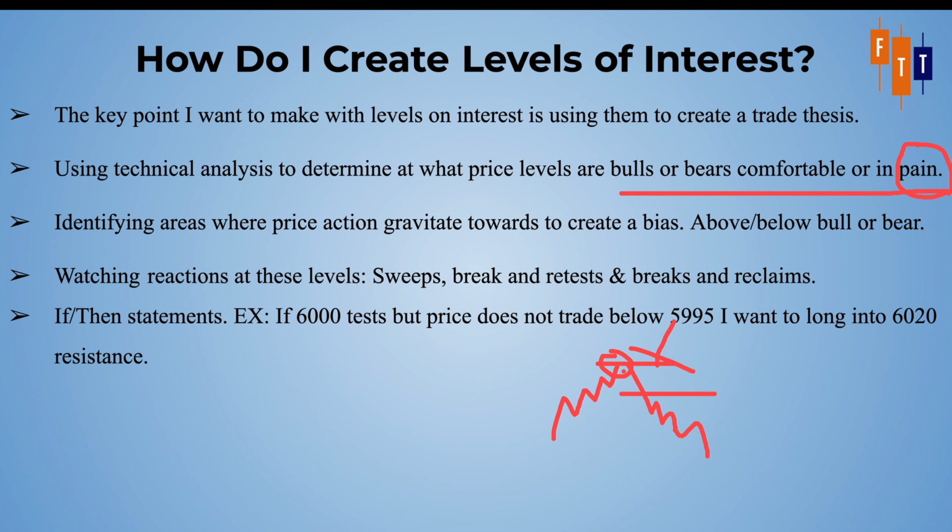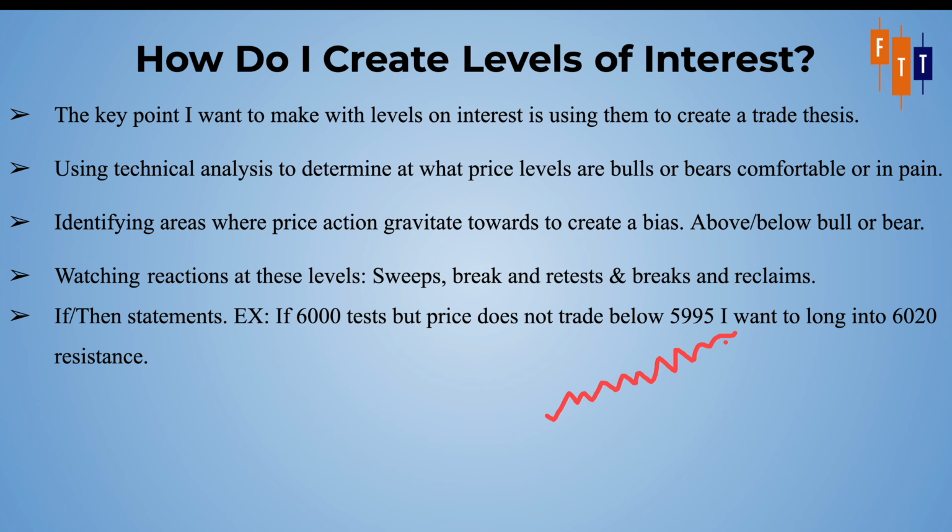I don't want to be short if there's a lot of buying and we just keep trending up and keep trending up. I don't want to be shorting and then getting stopped out if the bulls are comfortable. So I'm trying to identify where is the comfort, where is the pain, right, based on my levels of interest. And then when we identify these areas where price action gravitates towards, we use that to create a bias, right, above or below, bull or bear.